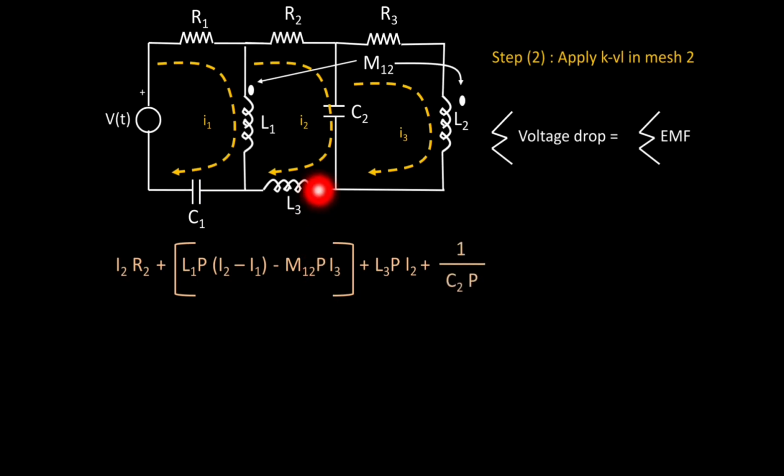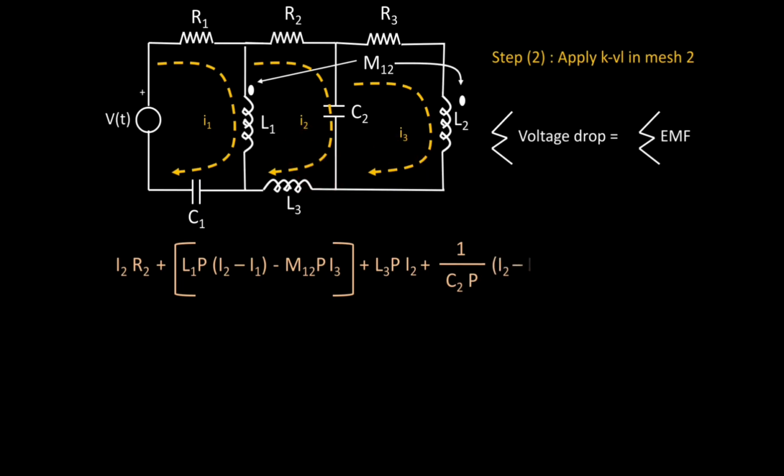And which current is flowing through this C2? Two currents are flowing through this C2, that is I2 and I3. The direction is opposite because I2 is flowing from the upper side to the lower side, and I3 is flowing from the lower side to the upper side. That's why the directions of the currents are opposite. So the total current will be I2 minus I3 or I3 minus I2. But as we are applying Kirchhoff's voltage law in mesh 2, we will take I2 greater than I3.